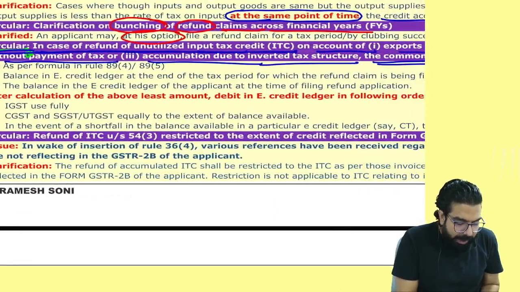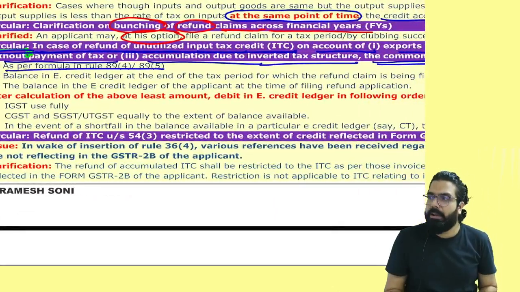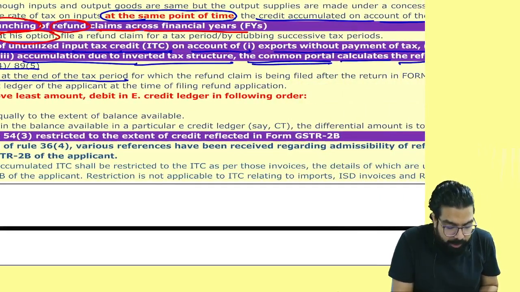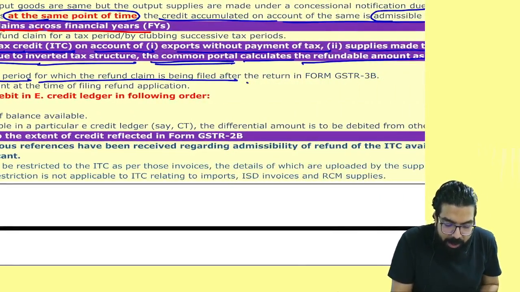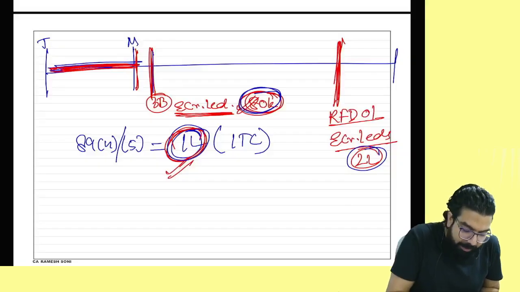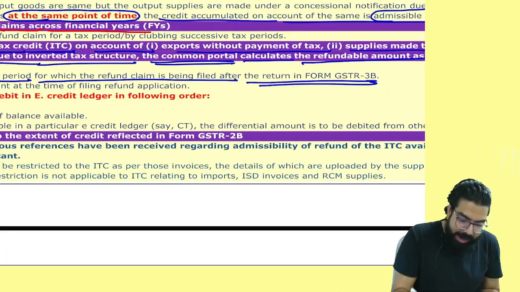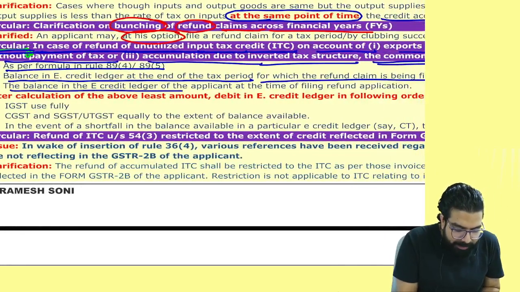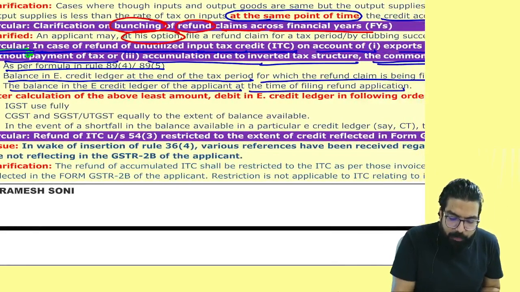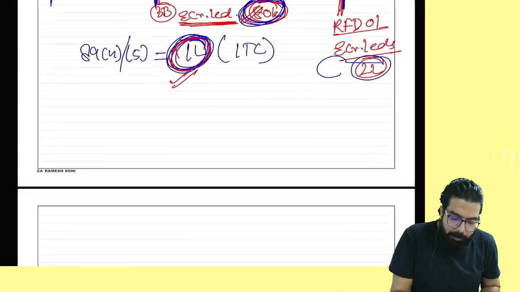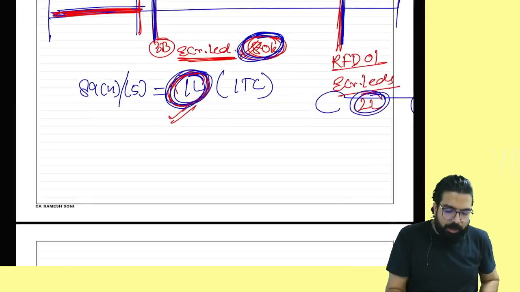It says, as per the formula, the refund will be given of the balance in the e-credit ledger at the end of the tax period for which the refund claim is filed, after the GSTR 3B. Means after filing the GSTR 3B, what was your balance? As per the formula, what is your balance? And the balance in the e-credit ledger at the time of filing the refund application. When you filed the refund application, what was your balance? Can you tell me how much refund will be given to you?